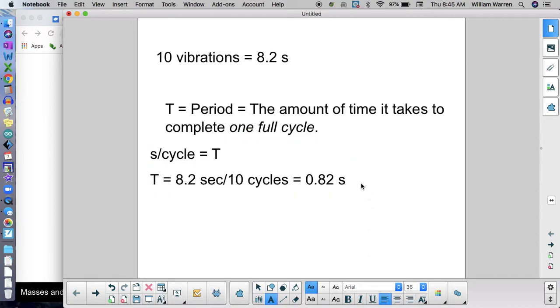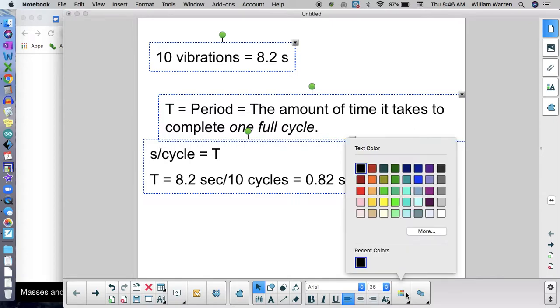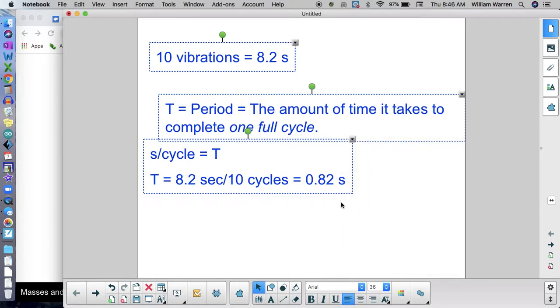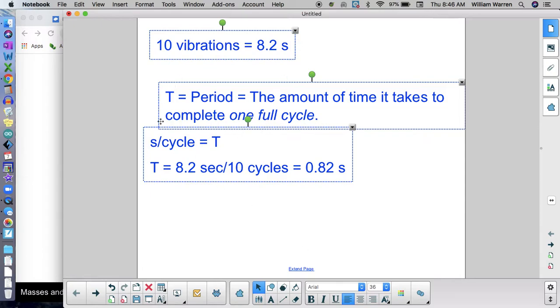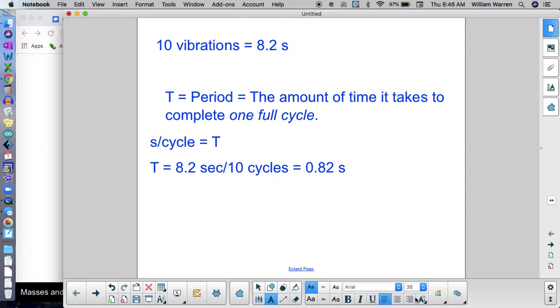Well, let's go ahead and change this color to something else. And I'm going to go down here. I just spoke about periodicity. Well, now I'm going to speak about not period, but frequency. Again, it did 10 vibrations, or 10, I'm calling them cycles. I'm using those terms interchangeably. And 10 cycles took about 8.2 seconds. Okay, well, what's the frequency?